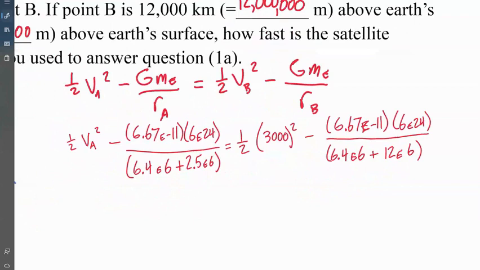Okay, let's pull out our calculator now. So 1/2 velocity at point A squared minus, all right, 6.67 times 10 to the minus 11 times 6 times 10 to the 24 divided by, and then use parentheses because we want to divide by the sum of these two numbers, 6.4 E6 plus 2.5 E6, close parentheses. All right, so that first term here, I get 1.56 times 10 to the 8th power.